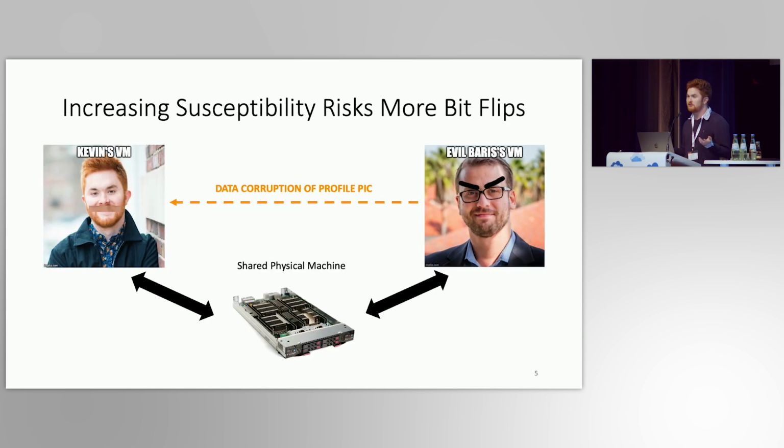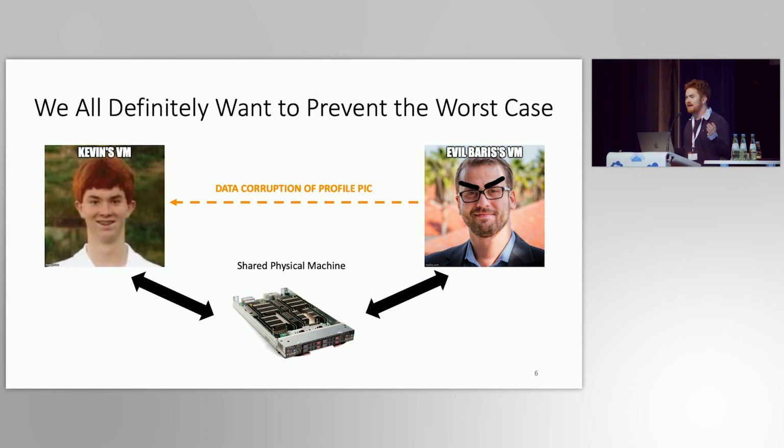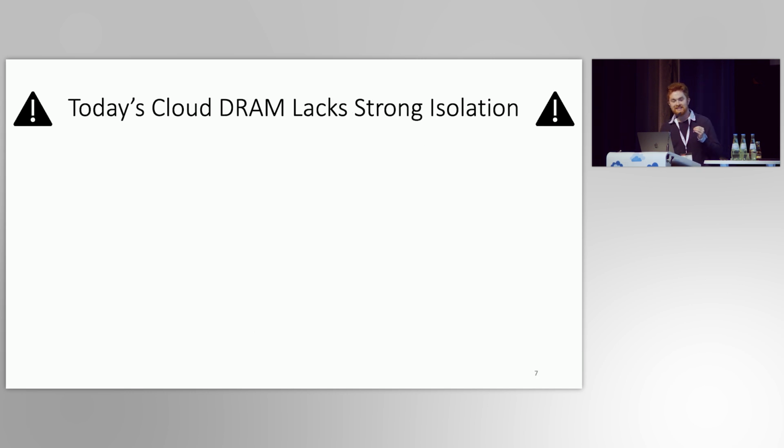So of course, with increasing susceptibility, we risk more and more bit flips, and as we see here, my picture becomes more and more corrupted until we end up in the absolute worst case, which is that my machine is entirely subverted and now shows an embarrassing picture of myself from freshman soccer in high school. I think we can all agree that we'd love to avoid this case, and while this particular case might be slightly humorous, what's absolutely not humorous is the fact that today's cloud DRAM lacks strong isolation.